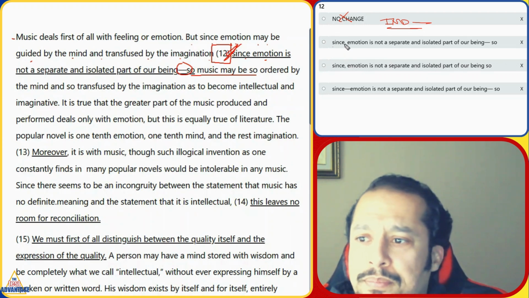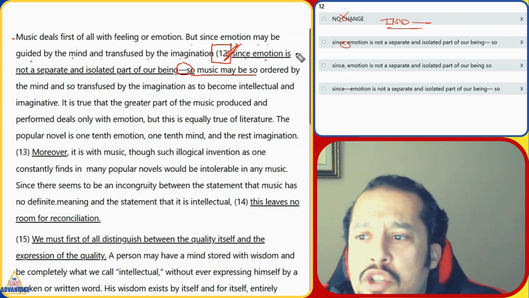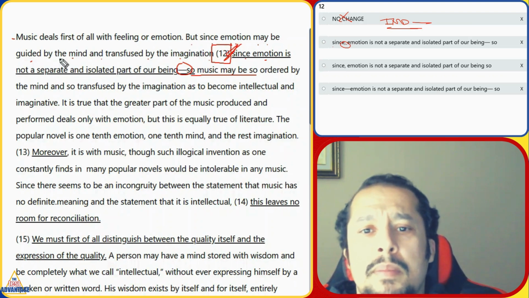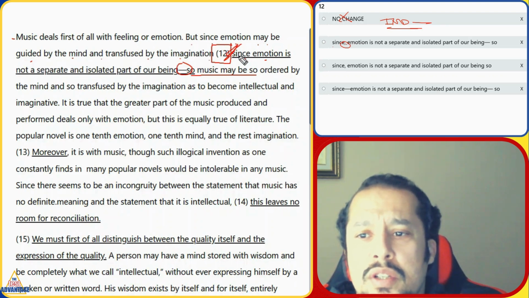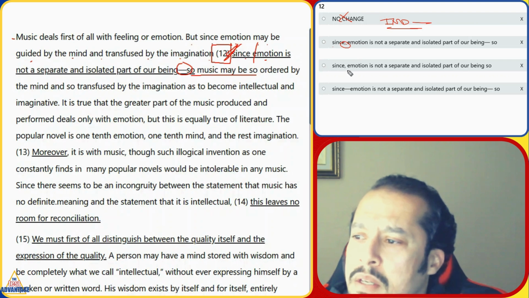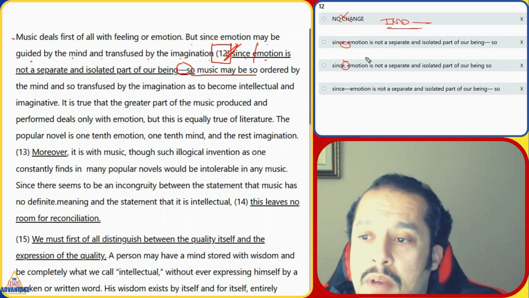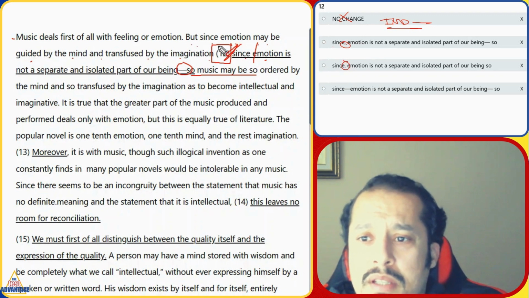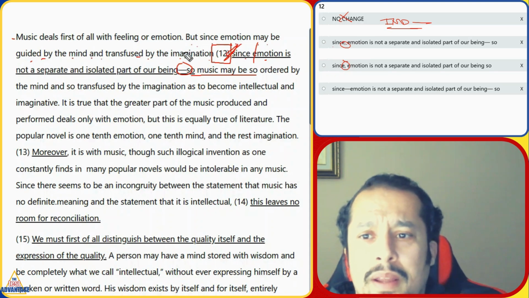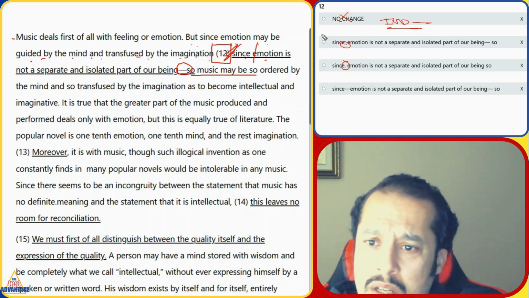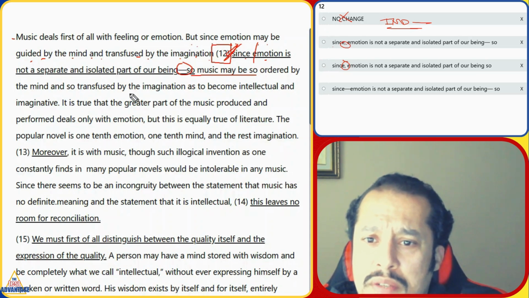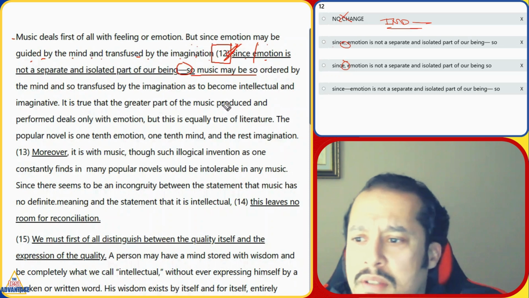Answer B, by the imagination, since, comma, well, that's a bit weird. So, but since emotion may be guided by the mind and transfused by the imagination, since emotion is not separate. This is a really weird question, honestly. I have a few problems here. But since emotion may be guided by the mind and transfused by the imagination, since, so music may be so ordered by the mind and so transfused by the imagination as to become intellectual and imaginative.